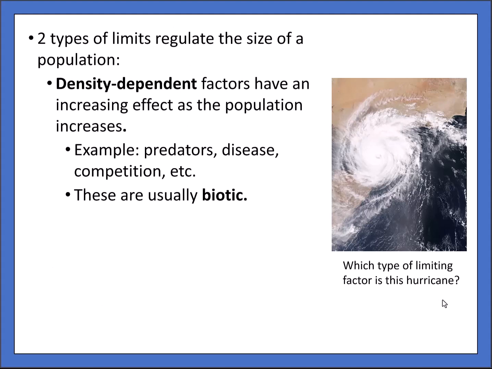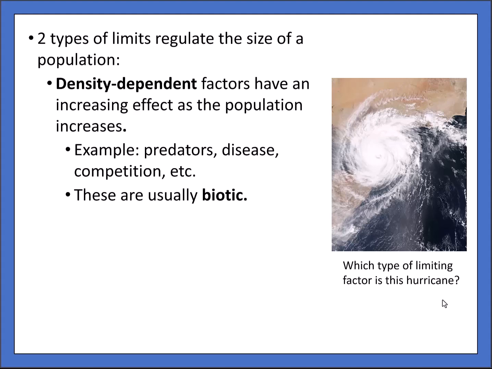Density-dependent factors have an increasing effect as the population increases. For example, predators, disease, competition, etc. These are usually biotic factors. So usually we're talking about living organisms here. Density dependent, meaning that they have an increasing effect when the population has gotten too large.